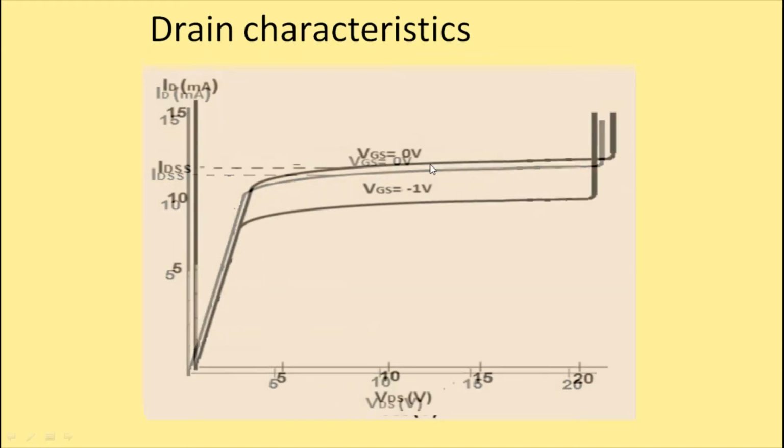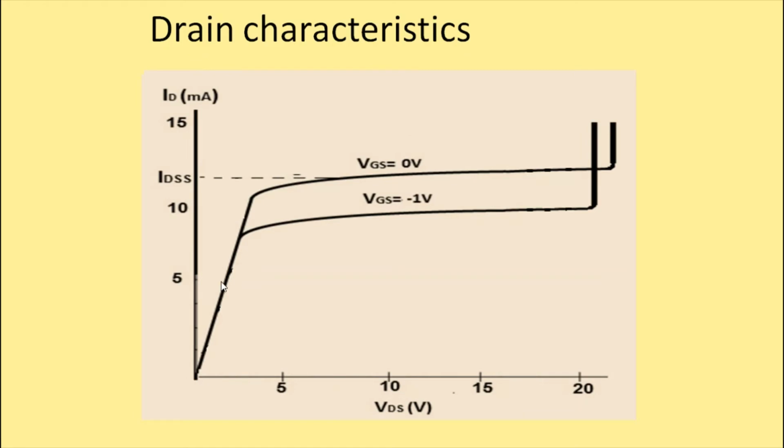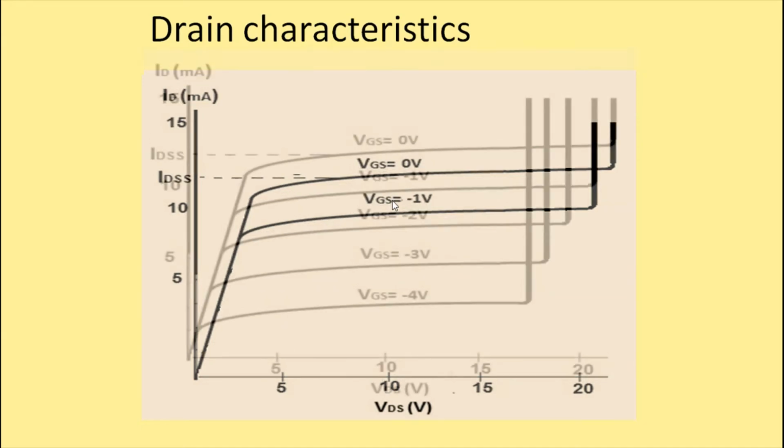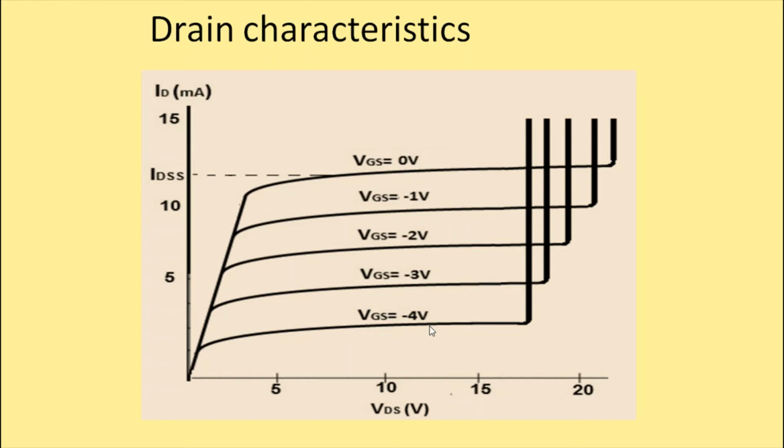The second graph is for the second trial with VGS set at minus 1 volt. So this is the characteristic curve that we get. Like this, we keep on repeating the experiment for different values of VGS, say minus 2, minus 3 and minus 4. So for each of these values of VGS, we get different curves like this.